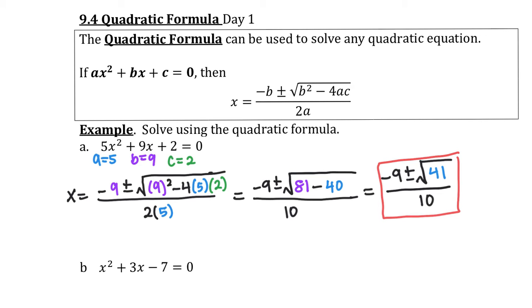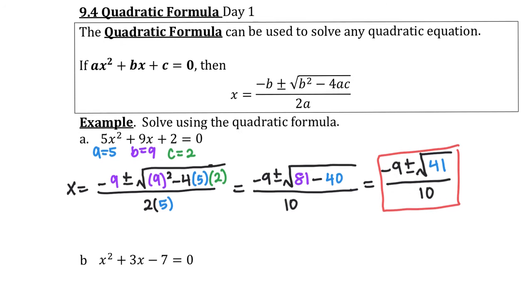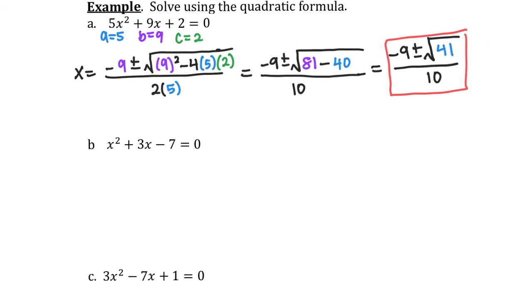And this is actually 2 answers. The first answer is if I did negative 9 plus the square root of 41 and then divided it by 10. And the other answer is if I did negative 9 minus the square root of 41 divided by 10. But you're welcome to leave both answers in this format. Let's do a few more so you can get the hang of it.